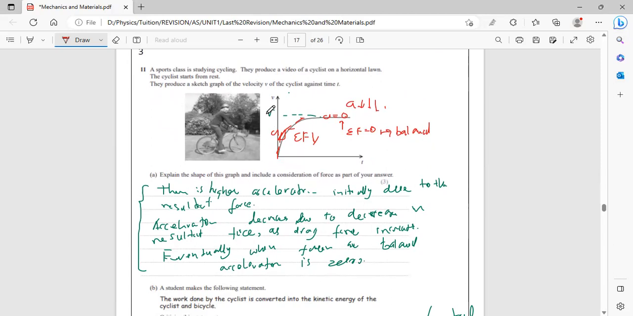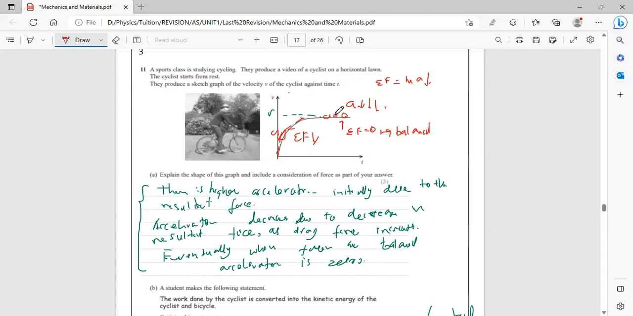We know the gradient of a velocity-time graph is the acceleration. The gradient decreases gradually, so the acceleration decreases. Finally, the gradient becomes 0, so the acceleration finally becomes 0. And also, we know acceleration depends on the resultant force, F equals ma. If acceleration reduces, the resultant force must be reducing. If acceleration is 0, the resultant force must be 0. So eventually, acceleration is 0, resultant force is 0.